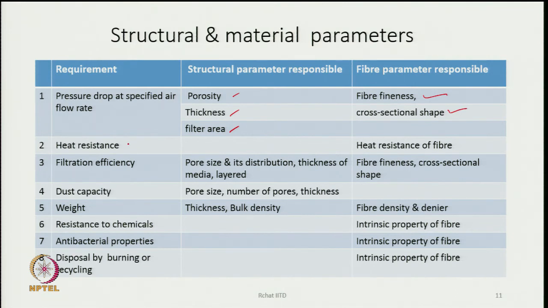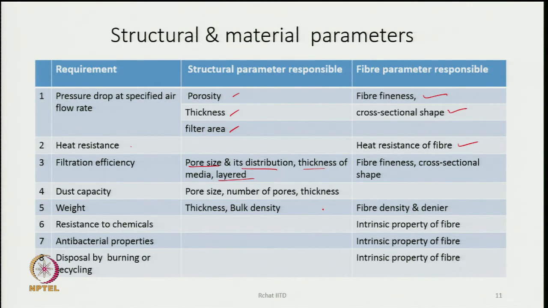Heat resistance mainly is decided by the heat resistance of the fiber. It is the basic fiber property that is important. Structural parameters do not have much role. Filter efficiency mainly depends on structural parameters like pore size, its distribution, thickness of the media and whether the structure is layered or not. Fiber parameters of importance are fiber fineness, cross sectional shape like this.